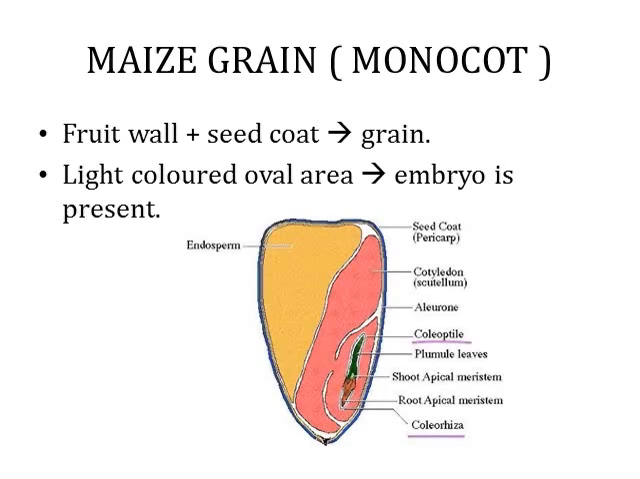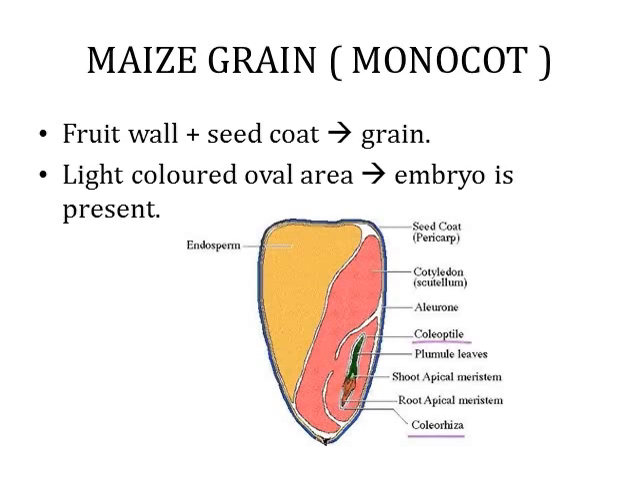So maize grain is actually a one-seeded fruit in which the fruit wall and the seed coat are fused together. The fruit wall plus seed coat forms a grain. So the fruits in which the fruit wall and seed coat are fused together are called grains.